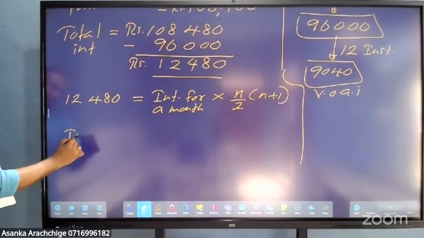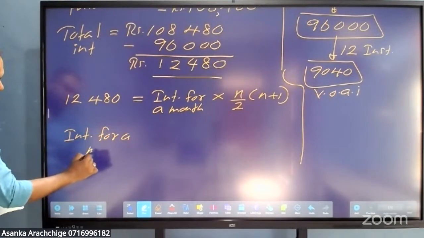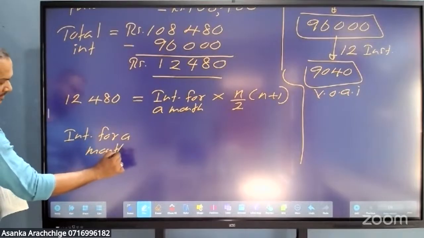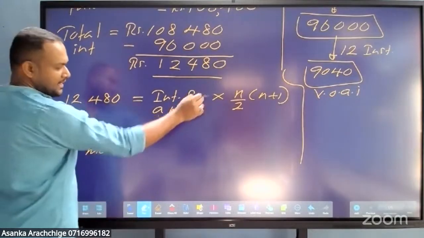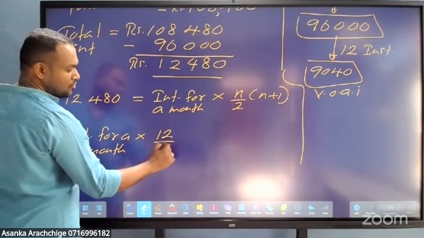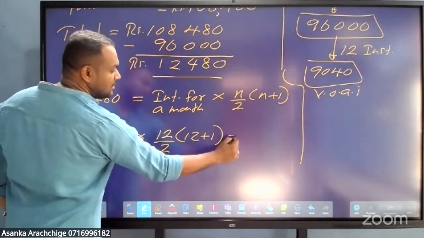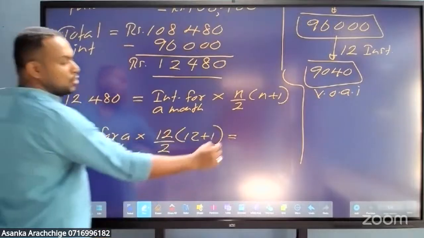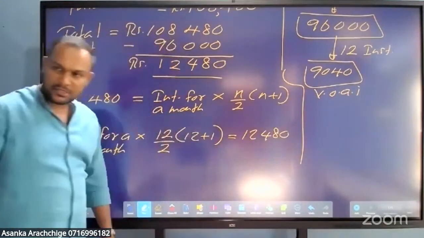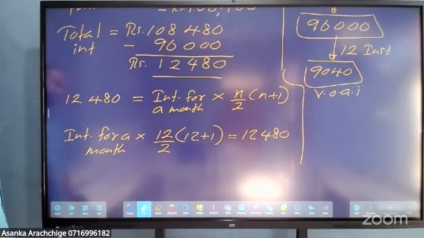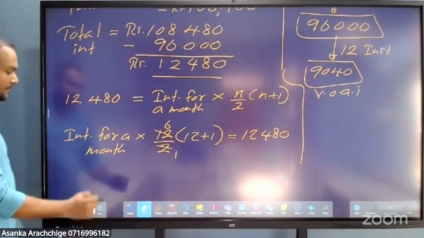Interest for a month times the number of month units n is 12. So 12 upon 2 times 12 plus 1. This must be equal to 12,408 rupees. Clear? Now, here 2 times 1, 2 times 6.